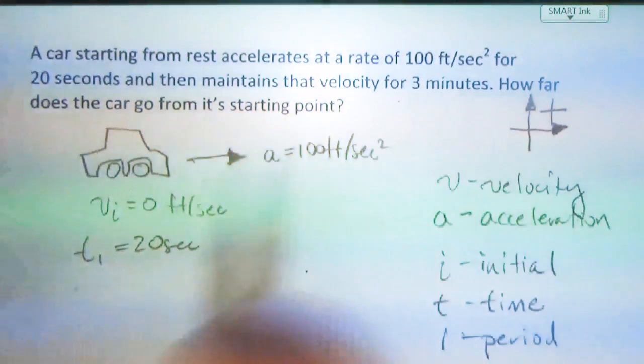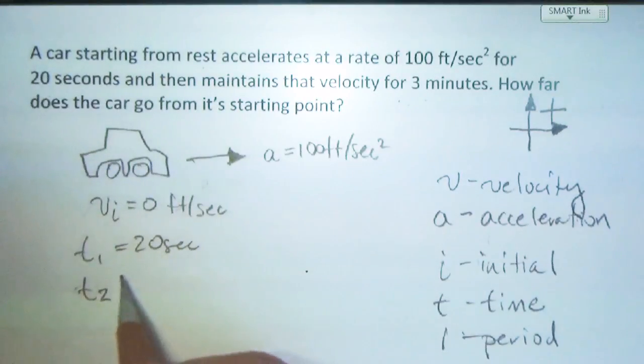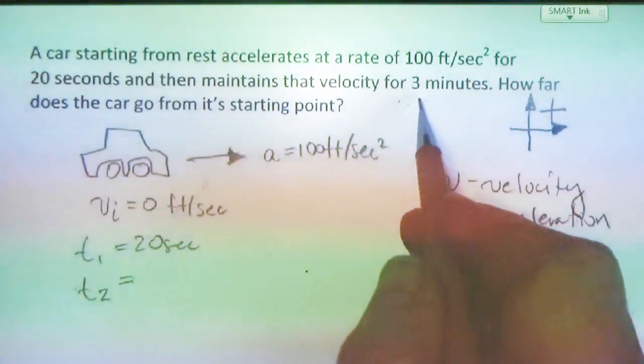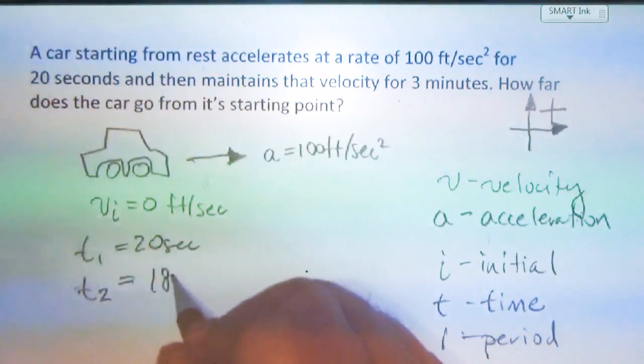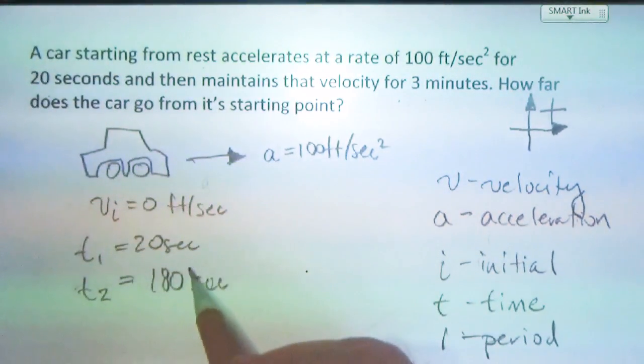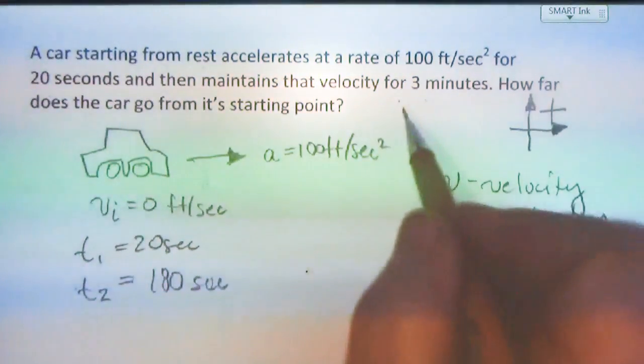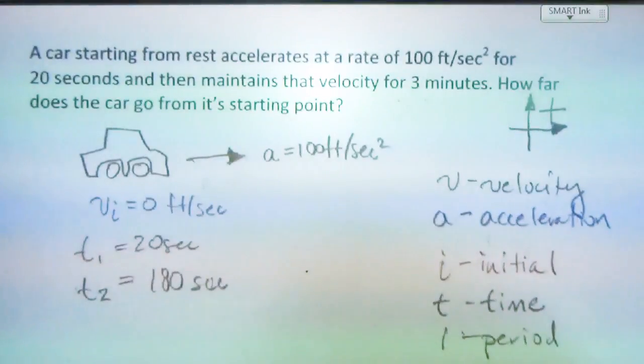And we're going to say this 3 minutes is a second time period. 3 minutes is 180 seconds. We need to keep our units standard, okay? If we're talking seconds in one part, we should be talking seconds in another part. Don't let me fool you with that on a test, okay? So that's time period 2.